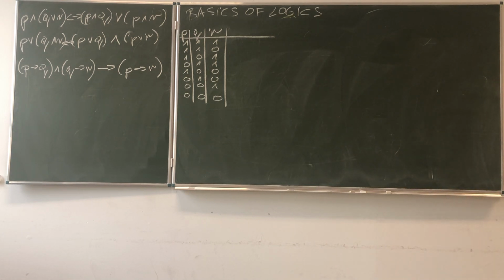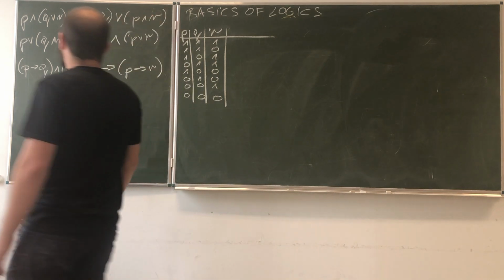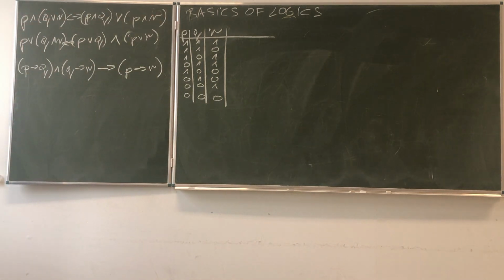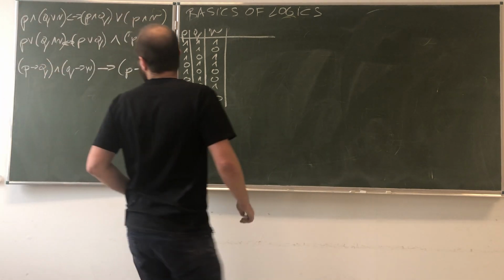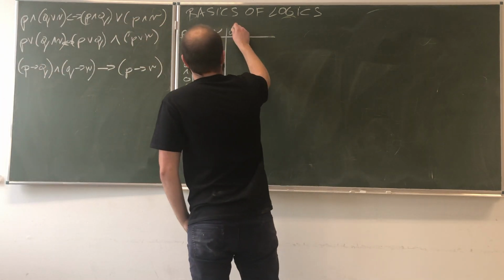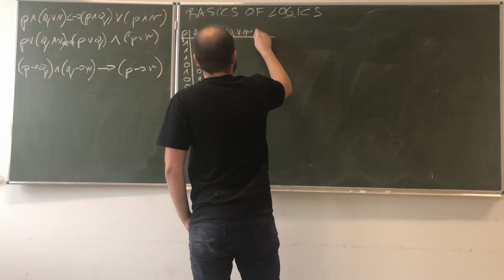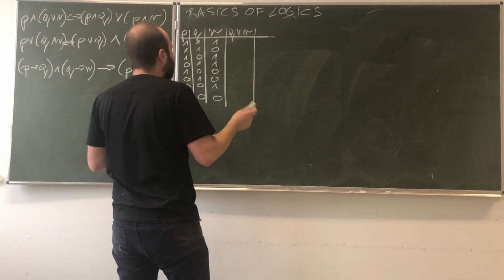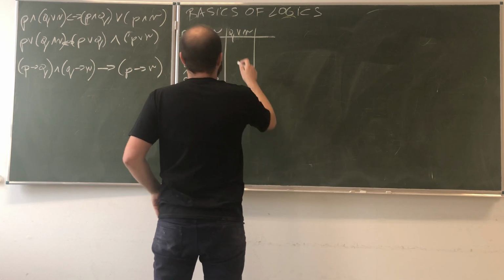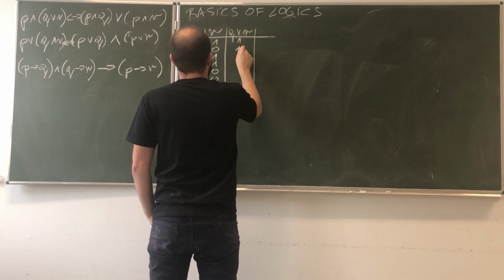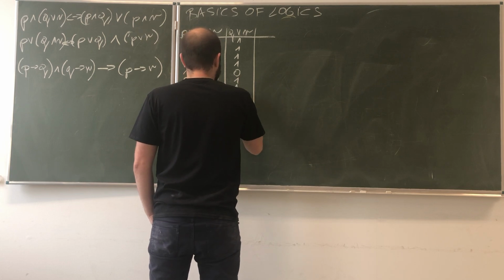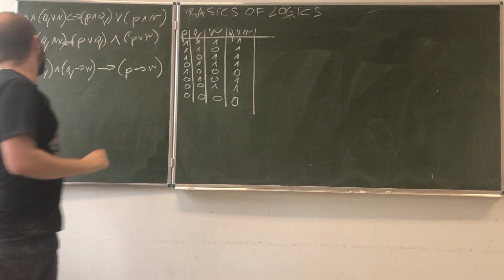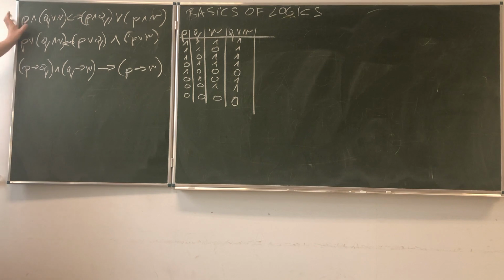Okay, so again, we need to start by making more and more complex statements. So here first we need to do Q or R. Okay, so we just need to look here. If at least one is truthful, the entire statement is true. So we've got 1, 1, 1, 1, 1, 1, 1, 0. Okay, then we've got P and Q or R.